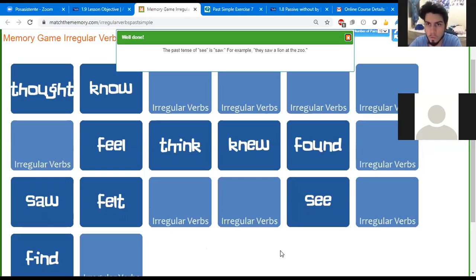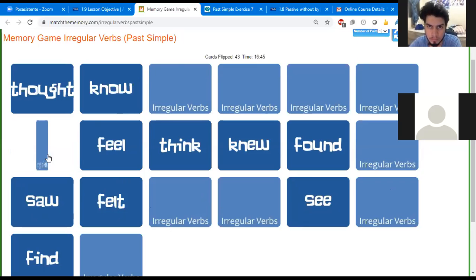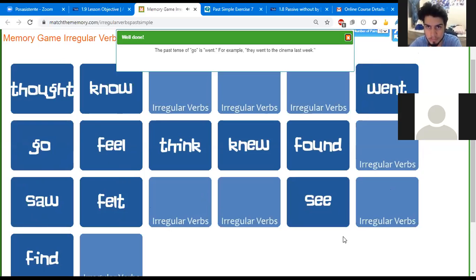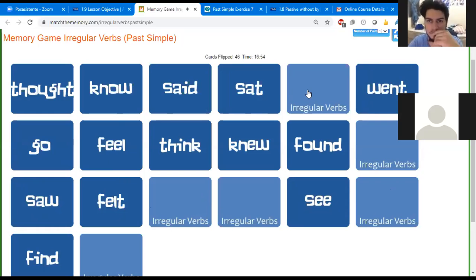I have go. It is in the second row, the first one, and in the first row, the last one. Go, went. Yes, very good, excellent. Another one. I'll show you.